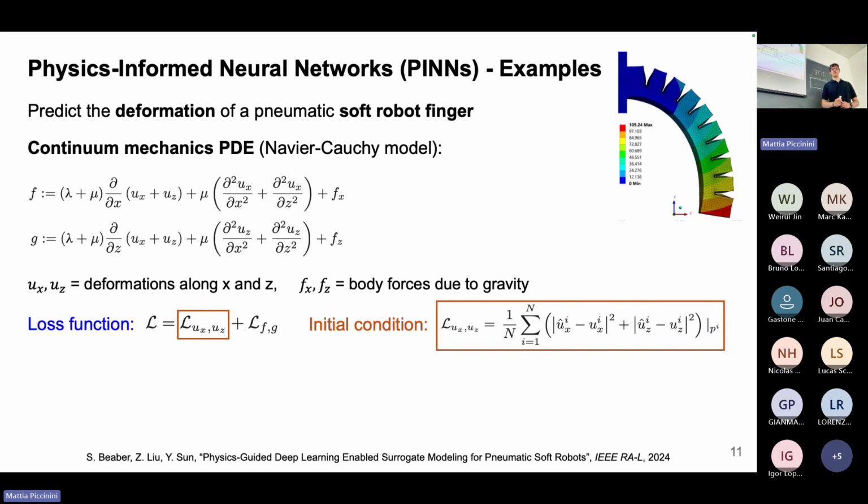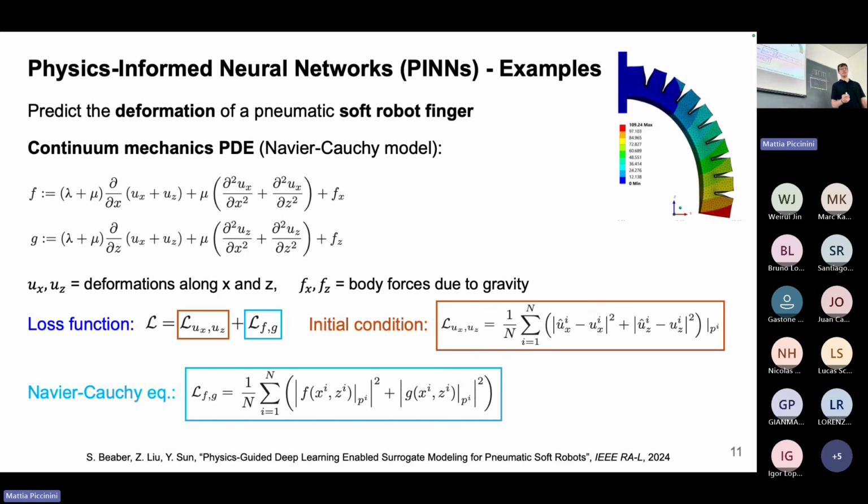And in the loss function, again, we have two terms. First term is imposing initial conditions. So again, these Uxi and Uzi are known. We can enforce it in the loss function. And the second term is imposing the satisfaction of the Navier-Cauchy model of both equations. In this case, we have two equations.